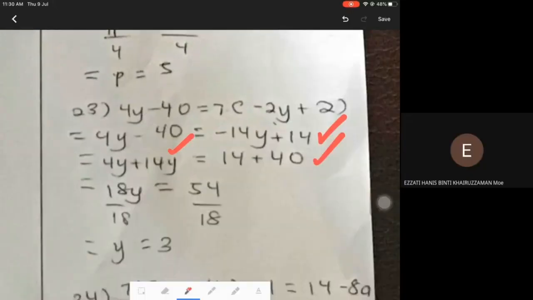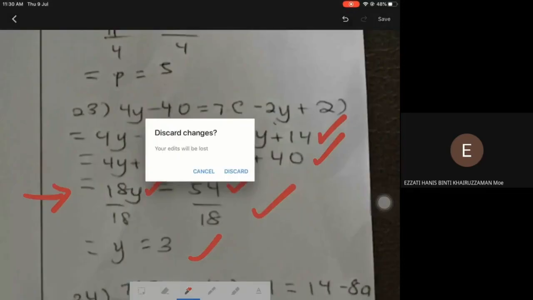18y equals 54, and then she, okay, here she uses the equality concept. The one above she used backtracking, but here she uses a different method. It's fine, you can mix. You divide 18 on both sides, you get y equals 3. Okay, correct. Next, number 24.